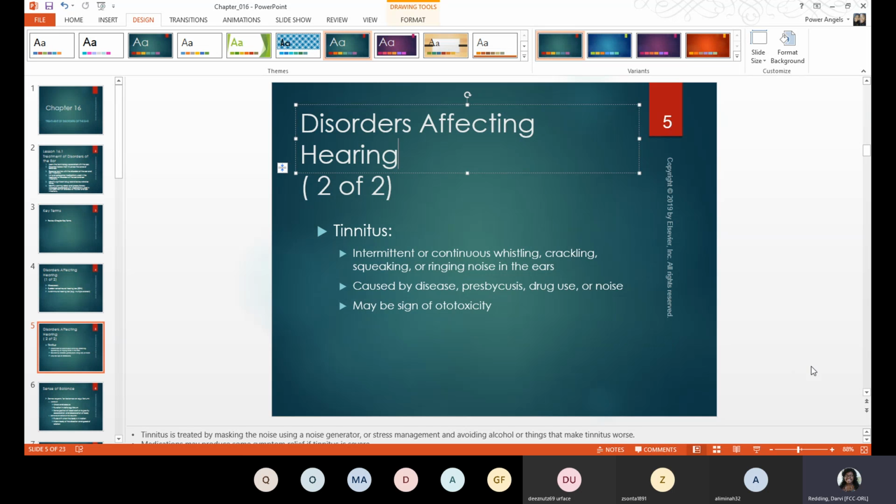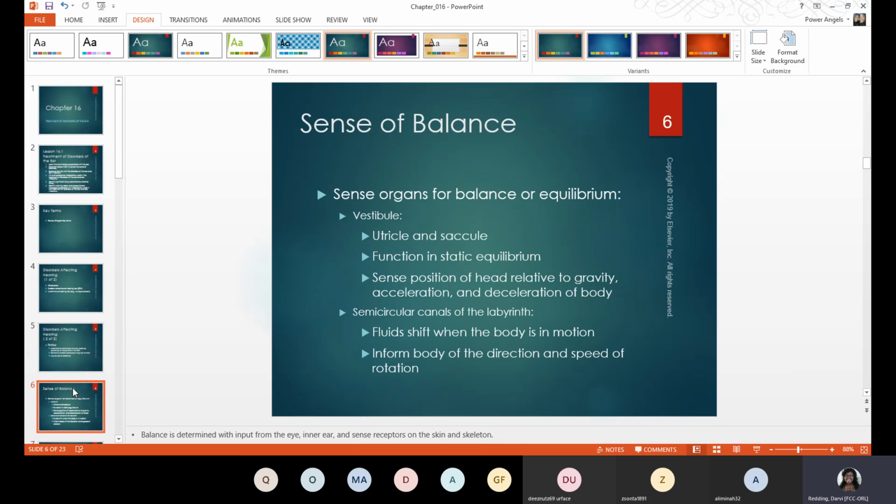Now, a person that might have a disorder of tinnitus, it might be a sign of ototoxicity. So a disorder such as tinnitus is treated by masking the noise with a noise generator or even stress management, and also avoiding alcohol or things that make tinnitus worse. There are some medications that can produce some symptom relief if the tinnitus is severe.